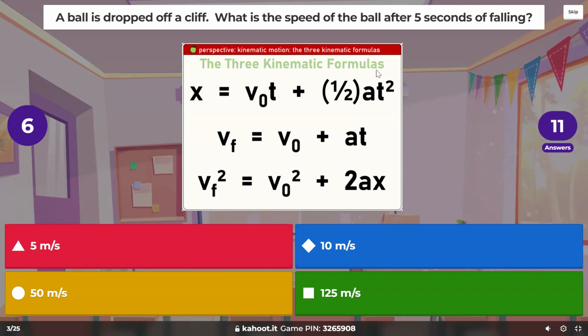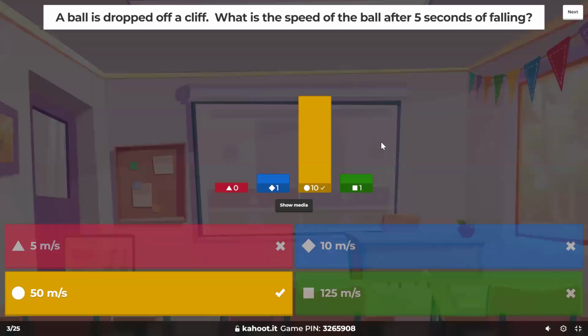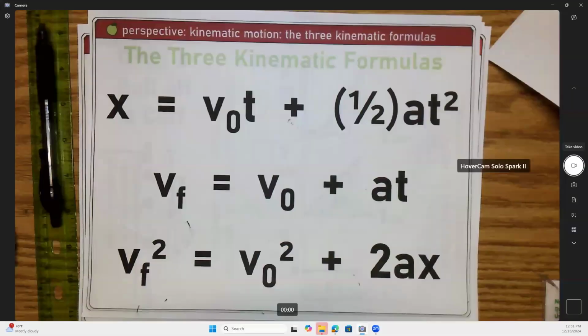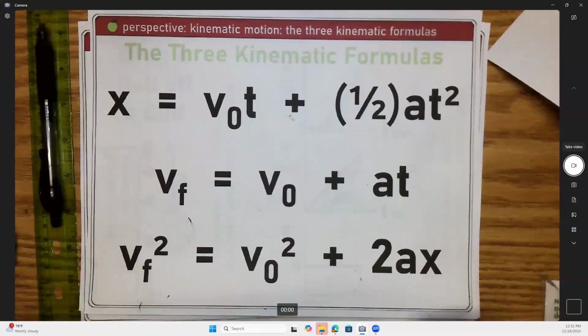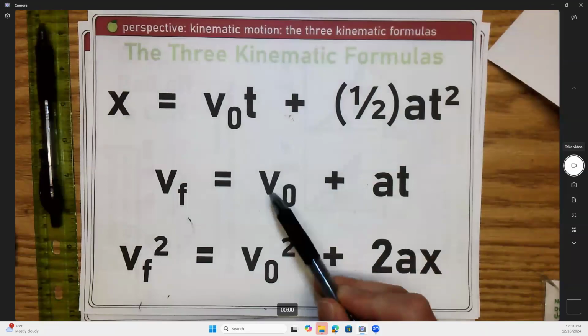Set up the second kinematic formula right here. Oh yeah, there you go. All right. If you drop a ball, guys, drop a ball means what variable is equal to what? Initial velocity is equal to 0 if you drop something. So anywhere you see v naught, just call it 0.